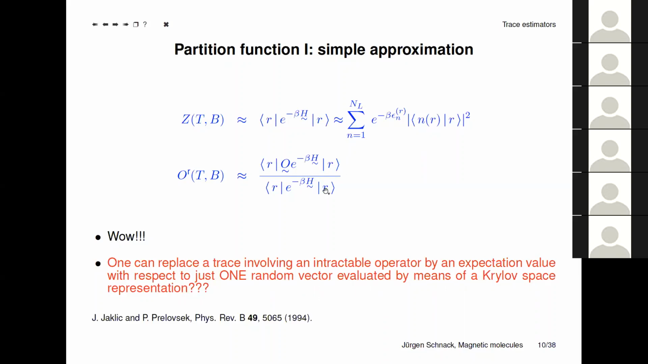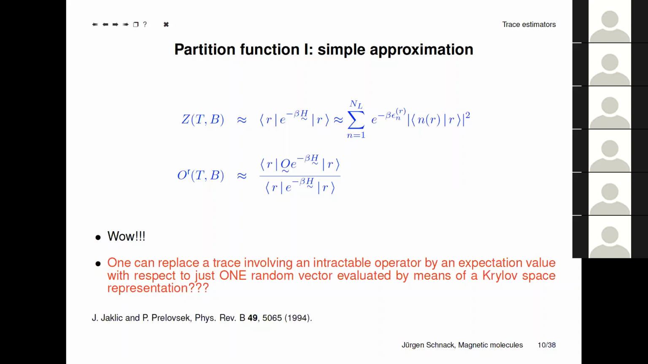Okay? The most important thing at this point is that you say, wow. Although I can't hear you, just say wow. Because what it means is we can replace a very complicated trace that we cannot actually calculate because the dimension of the space is too big. We can replace this by an expectation value with respect to one random vector. And the question, is this good?